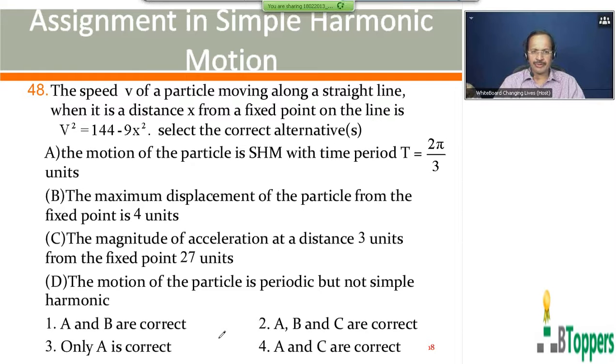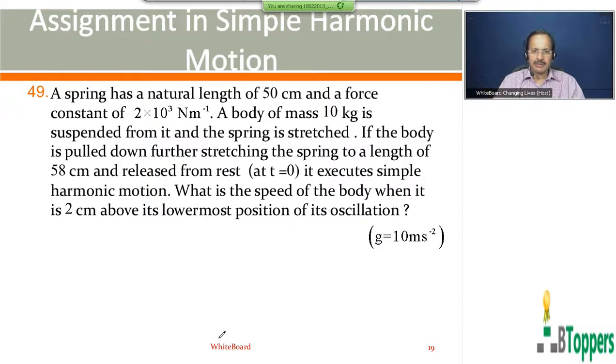So I am going to show you the next question on screen. See the question number 49. The spring has a natural length of 50 centimeter and a force constant of 2 × 10 power 3 Newton per meter. A body of mass 10 kg is suspended from it. The spring is stretched. The body is pulled down, further stretching the spring to a length of 58 centimeters and released from rest at t equal to 0. It executes simple harmonic motion.